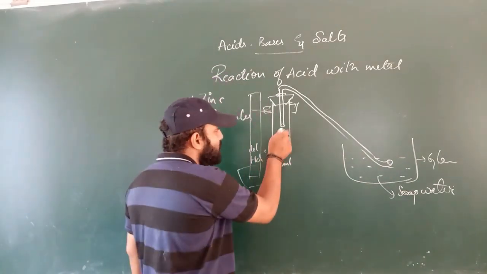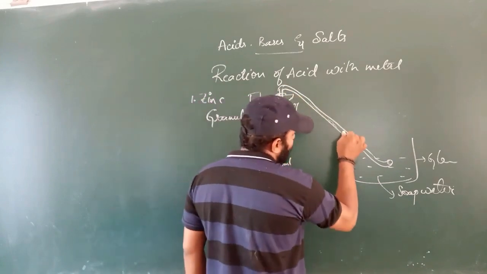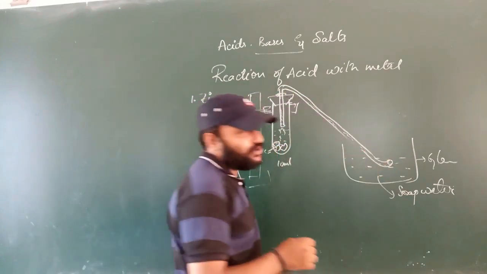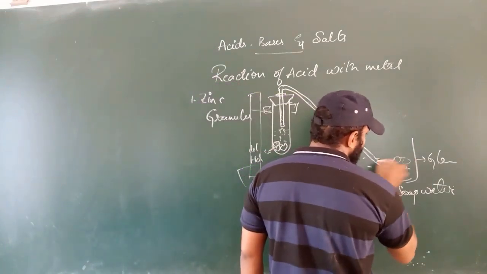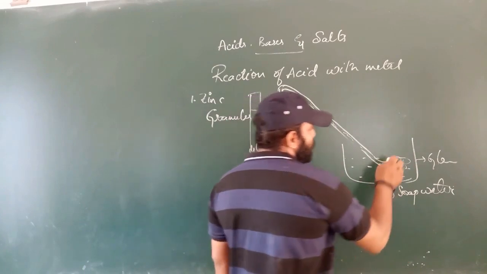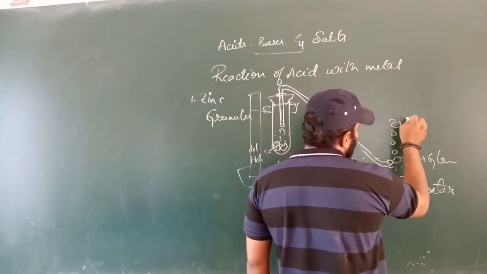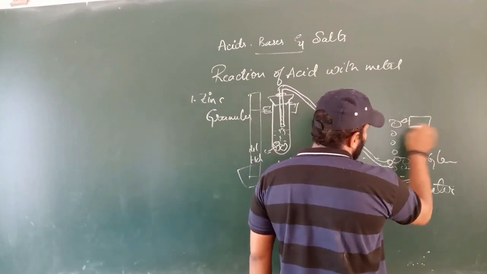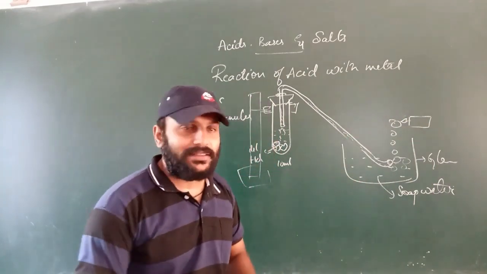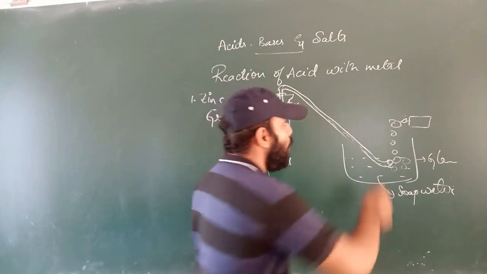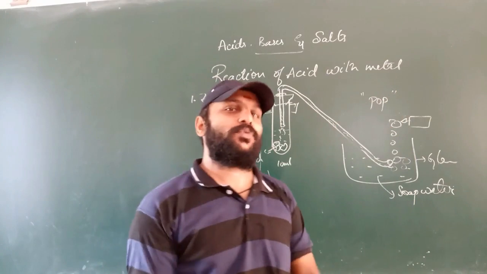The gas that is formed here will pass through the delivery tube and enter the glass trough which contains the soap water. So we can observe bubbles forming inside the soap water. These soap bubbles will go into the air. Here we will place one burning candle. When you place a burning candle, we can observe that the soap bubble bursts with a pop sound. I think you have already learned in lower classes which gas produces a pop sound.